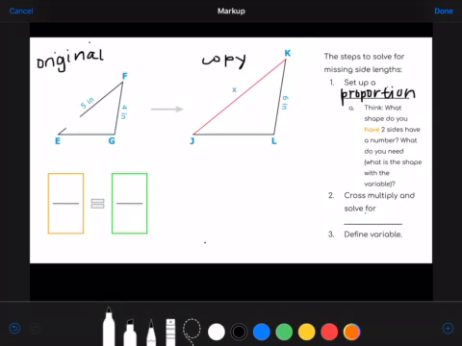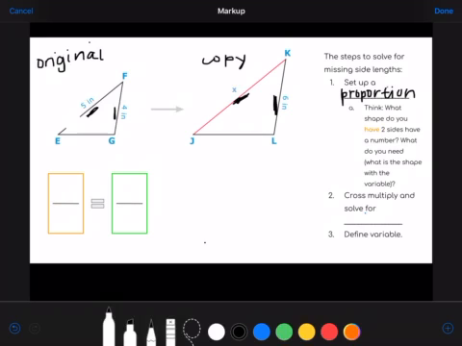When I do that, I need to think, what shape do I have that has two sides that are labeled with a number? So when I'm looking at that, on my original, I have 5 and I have 4. That's labeled on two sides. Here I have X and I have 6. So this X tells me that I don't know what that side is. So that means I have a missing part.